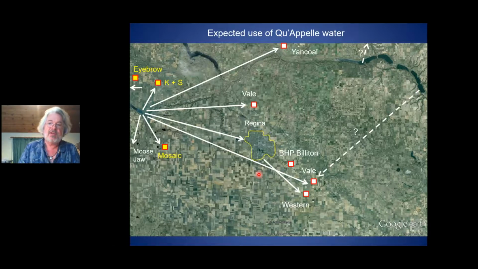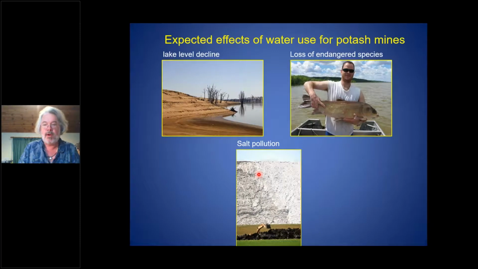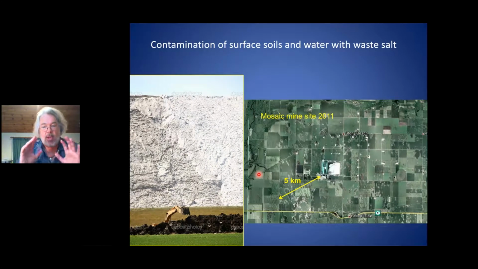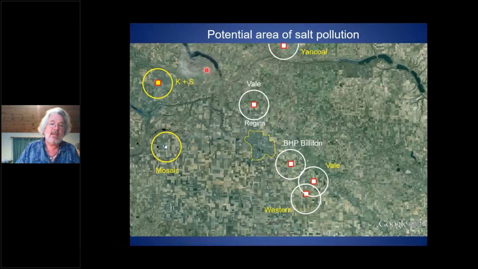And there's effects of the potash mines. If you're going to take the water out of the lakes, then you can expect changes in lake level. You have the potential for loss of habitat and effects on endangered species. And then you have waste salt that accumulates in the environment in large areas around the mines. And if there's a lot of mines, you have an area that is primed to be leaking salt. And so these are things you need to worry about.